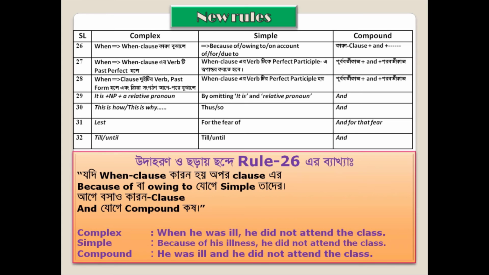Rule number 27. When. There is when in the complex, but the verb is in past perfect form. You will have to use perfect participle in when clause in simple, and in compound you will have to use and.